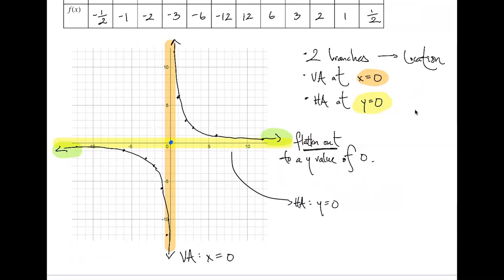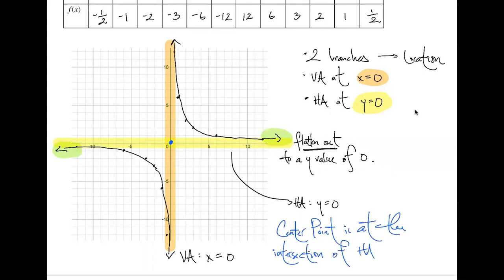So let's write that out. Our center point is at the intersection of the horizontal asymptote and the vertical asymptote. That's going to be our nice point that we move around the graph when we need to do graph transformation. Okay.